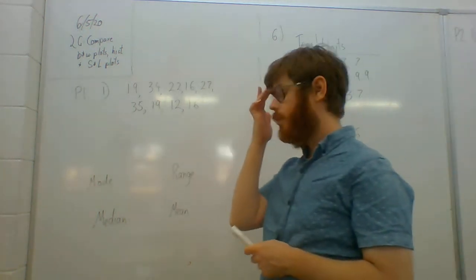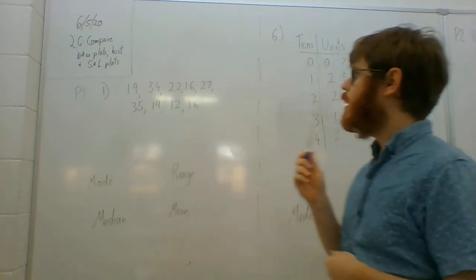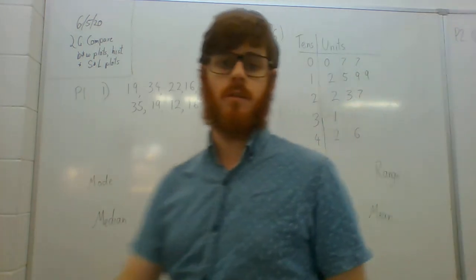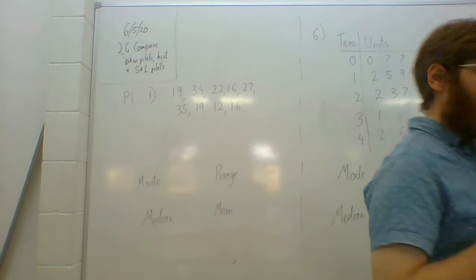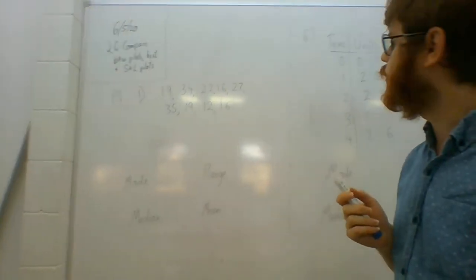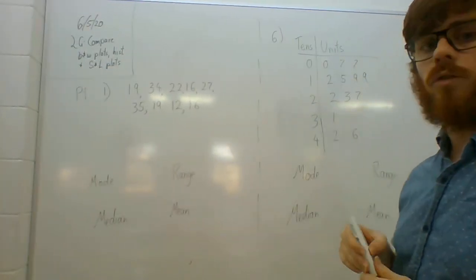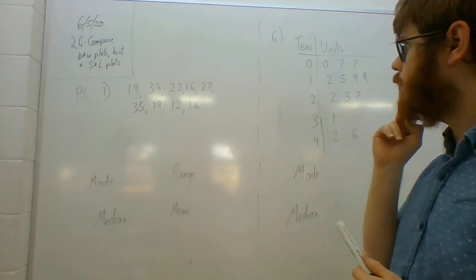Okay, so what we're going to be doing is going through six separate questions. The board is set up, ready to go. I'll work through one at a time, and hopefully by the end of this, you've got a good idea of how to make a box and whisker plot.